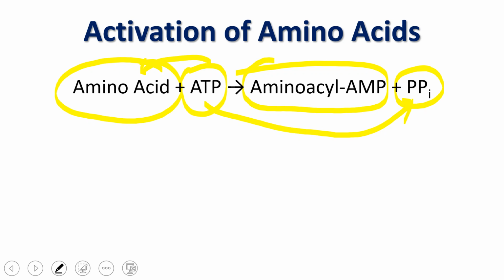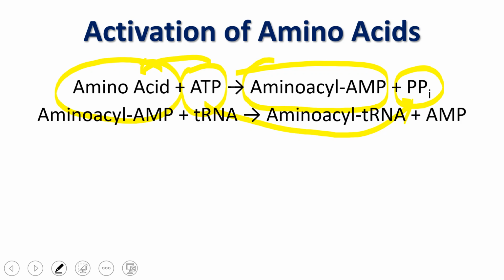AMP will be used along with amino acid. This reaction occurs in the presence of an enzyme called aminoacyl tRNA synthetase. So for every amino acid, we have a specific enzyme. These enzymes help in the loading of amino acid on the tRNA.